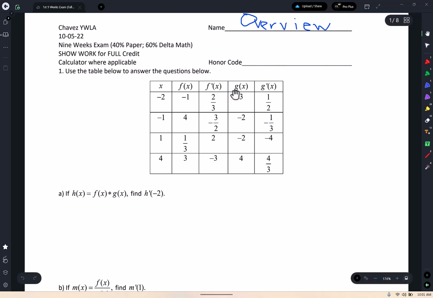So, what you're looking at is the exam from 2022. It was the 9 weeks exam. And as you can see here, that year was 40% on paper and 60% Delta Math. Tomorrow, it will be 100% Delta. So, I don't know if that's a good thing or a bad thing.